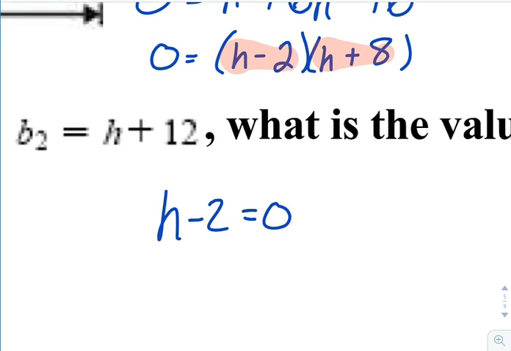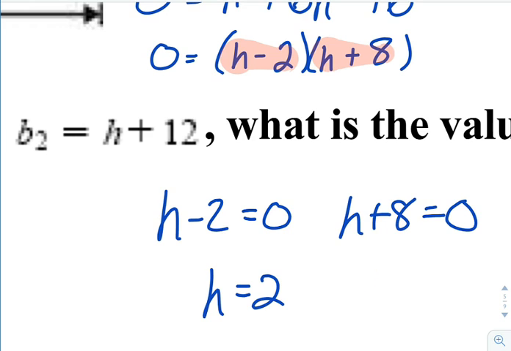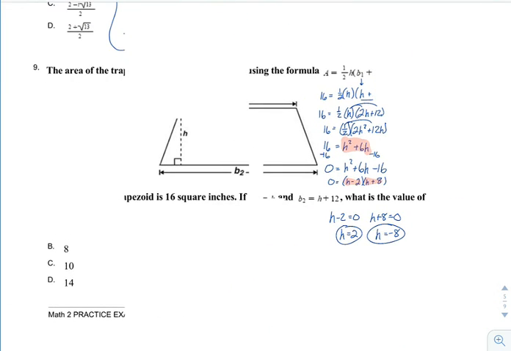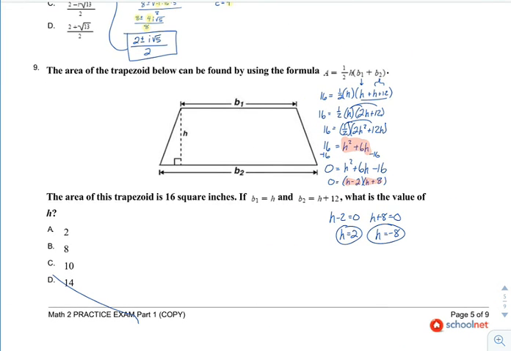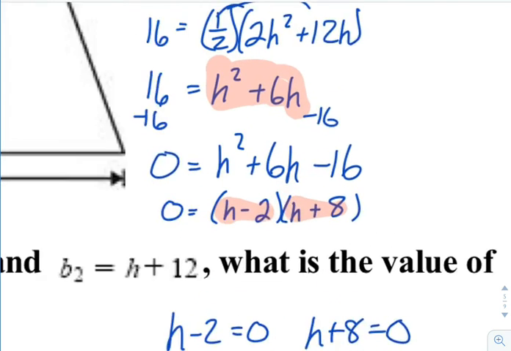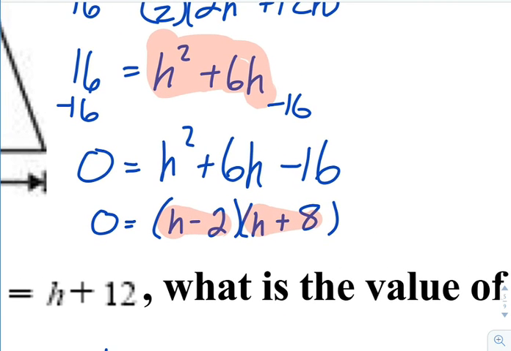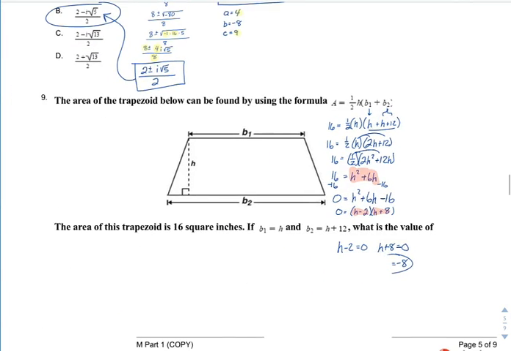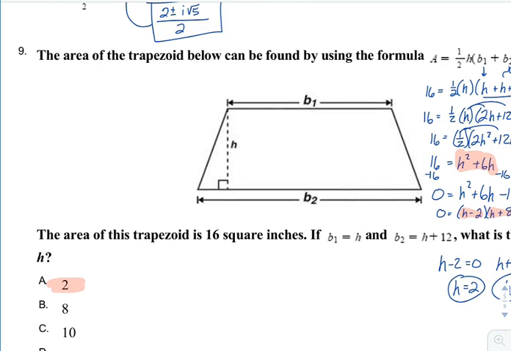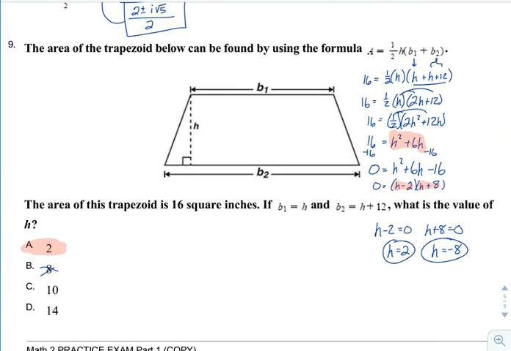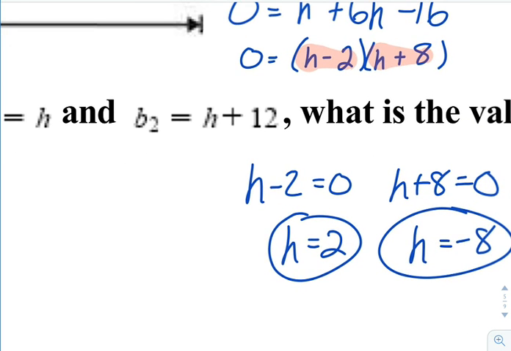H minus 2 is equal to 0. H plus 8 is equal to 0. H equals 2. And H equals negative 8. Now here's our two values. You know how they have 8 up in there? They're trying to fool you. Sometimes people will solve it by factoring and be like, oh, H plus 8, the answer must be 8. No. The answer here is 2. 2 is the correct answer. 8 is not the correct answer. How can you have a height that's negative 8? That doesn't make sense. The answer here that makes sense, the proper domain, is 2.